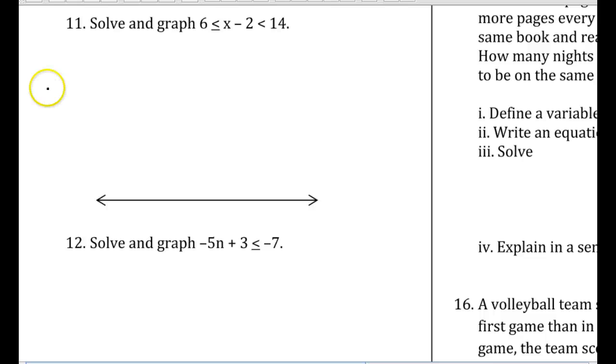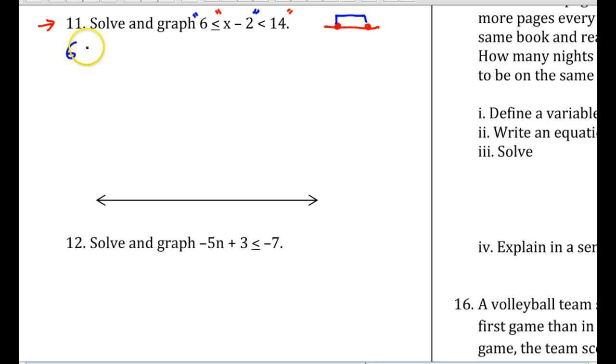Number 11. Compound inequalities. So this is a between statement, so we know our graph will more likely be something that is connected in some sorts. I know it just by looking at this type of inequality. So we can do this two ways. We can solve the inequality 6 is less than or equal to x minus 2, and then we can solve this inequality, x minus 2 is less than 14.